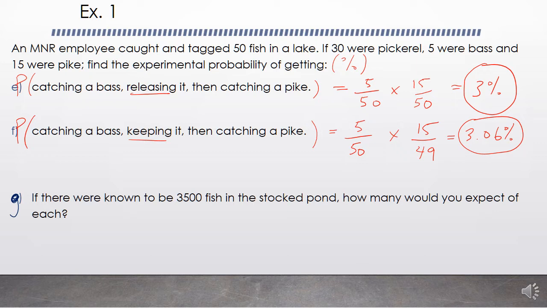G. If there were known to be 3,500 fish in the entire pond, how many would you expect of each? So we haven't caught all 3,500. We only caught 50. So this is based on the information that's in our hand, what's in the lake? Or sorry, pond in this case. These are not probabilities. It's asking for how many, so we're not going to use P for probability. And we're actually going to go all the way back, or you're going to refer back to the previous slide. So let's start with pickerel.